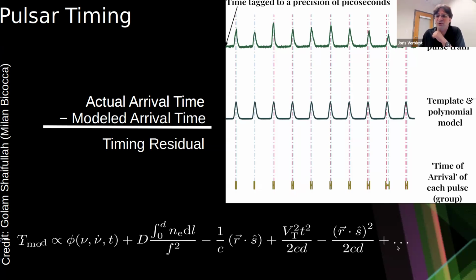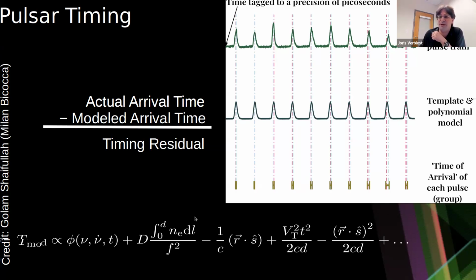There's a lot more terms that I'm not gonna bore you with, because you can read up on them if you like, but mostly those refer to binary effects. And because we look at millisecond pulsars, and because millisecond pulsars are almost all in binary systems, there's a lot more model fitting to be done there, and some of these terms get quite complex.